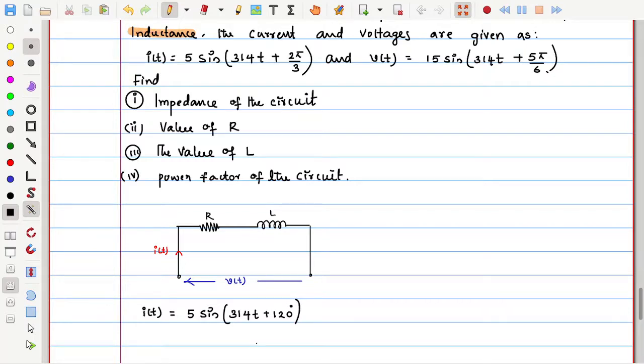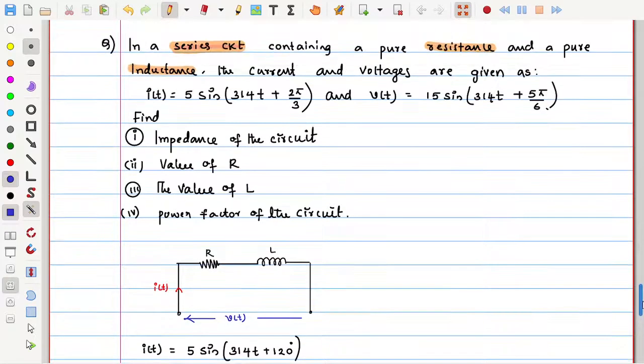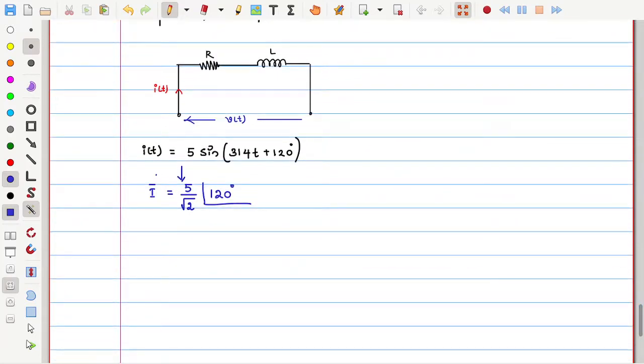Now, can I express this current immediately into phasor form? I bar is equal to magnitude, which magnitude? RMS value. How much is the RMS value? 5 by root 2 at an angle of 120. Is this clear? If you want, you can simplify this 5 by root 2 also, 3.53, but let us keep it as it is for the time being, because we need more accuracy.